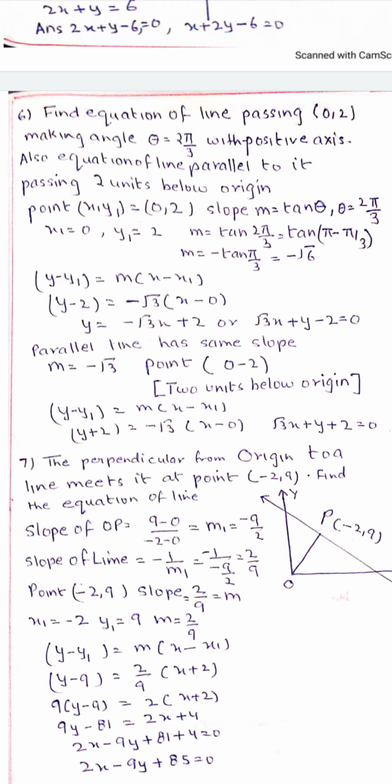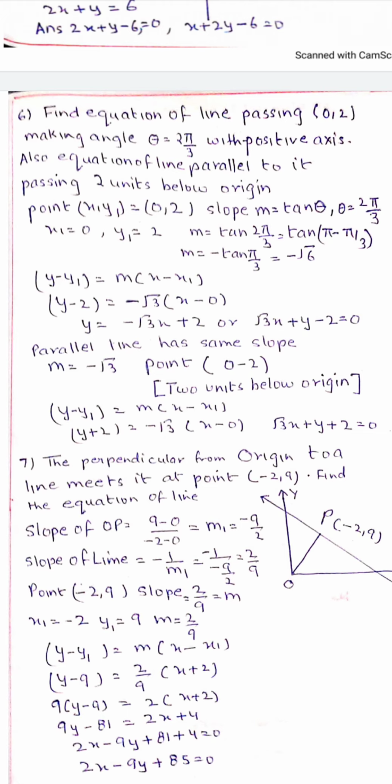Sixth question: find the equation of a line passing through (0, 2) making an angle theta equal to 2 pi by 3 with the positive axis. Also find the equation of a line parallel to it passing through 2 units below the origin. The point (x1, y1) is (0, 2).